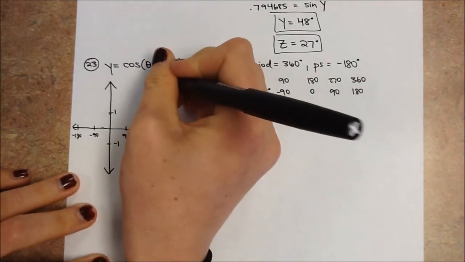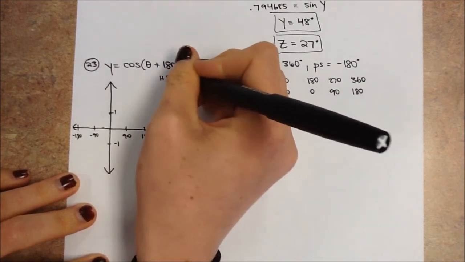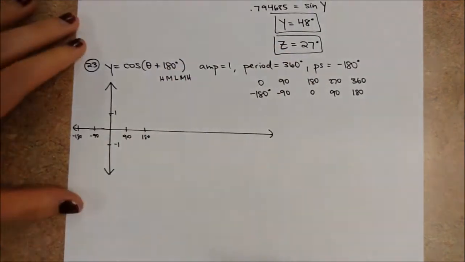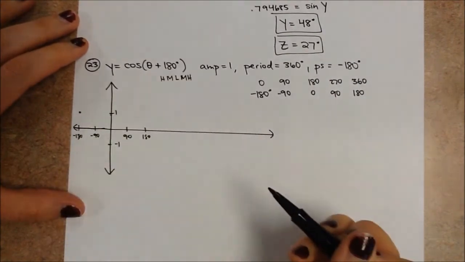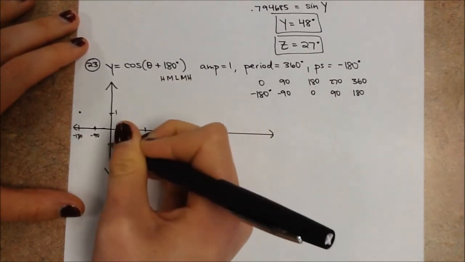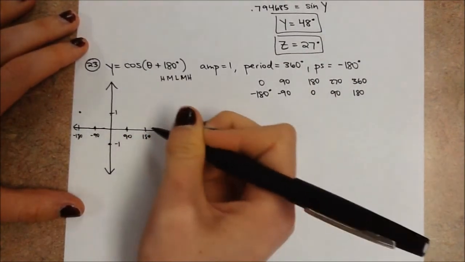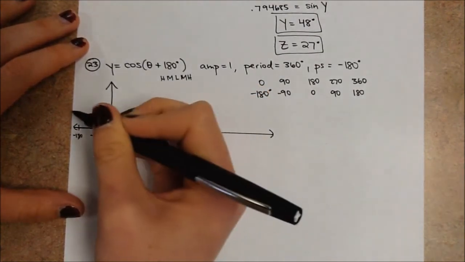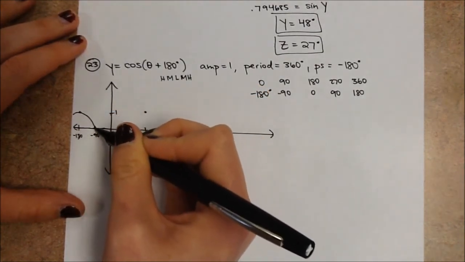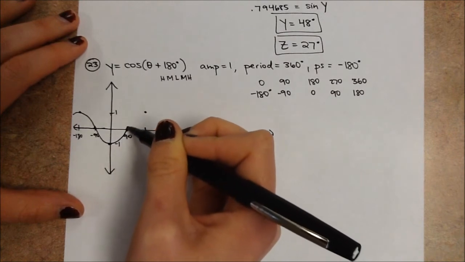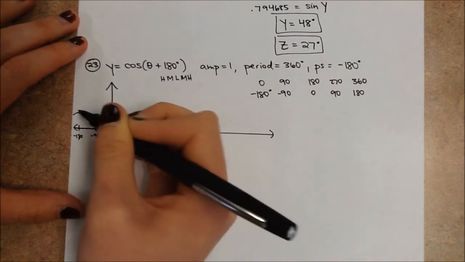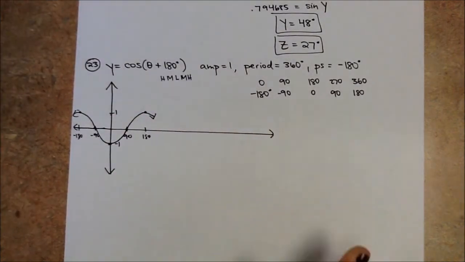Cosine goes from the high point to the midline to low to the midline and then finishes at its high point. So it's going to start right there at the high point, then to the midline, to its low point, midline, and then finish at the high point. So it'll look something like this. Okay, so that is that one cycle.